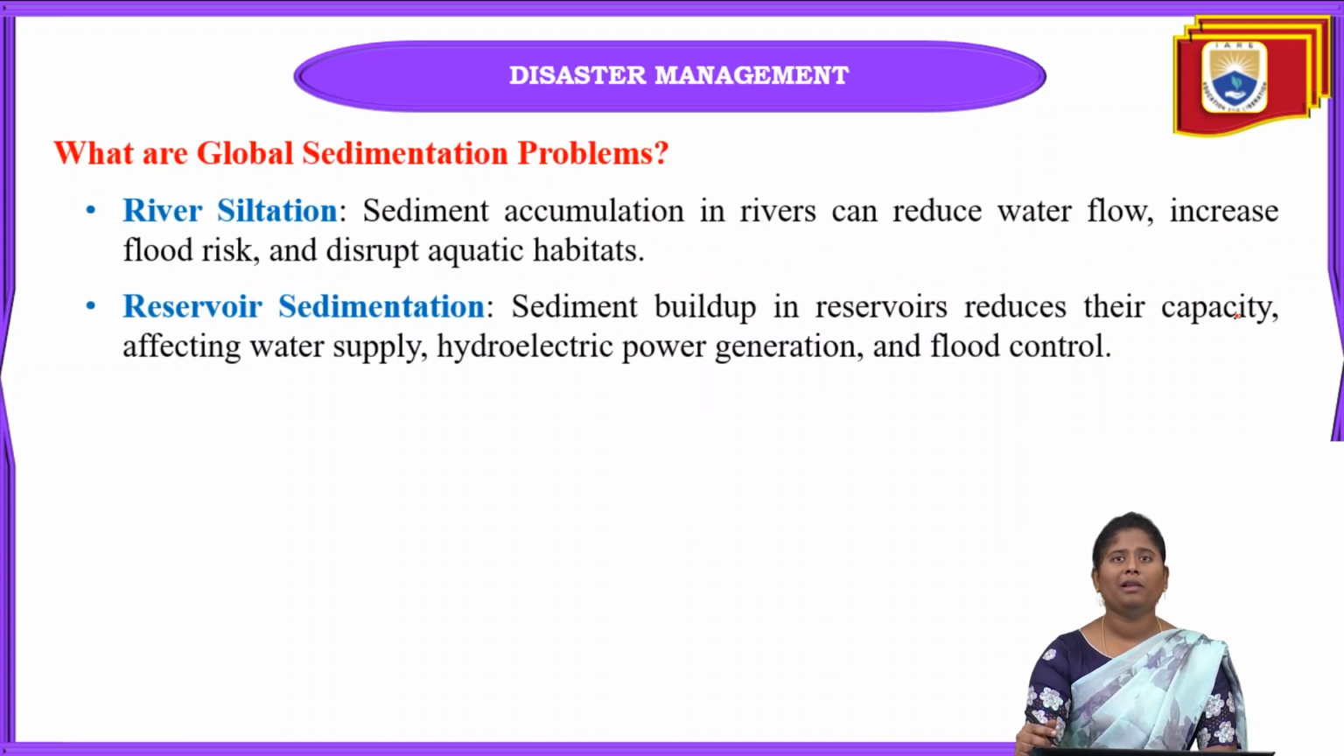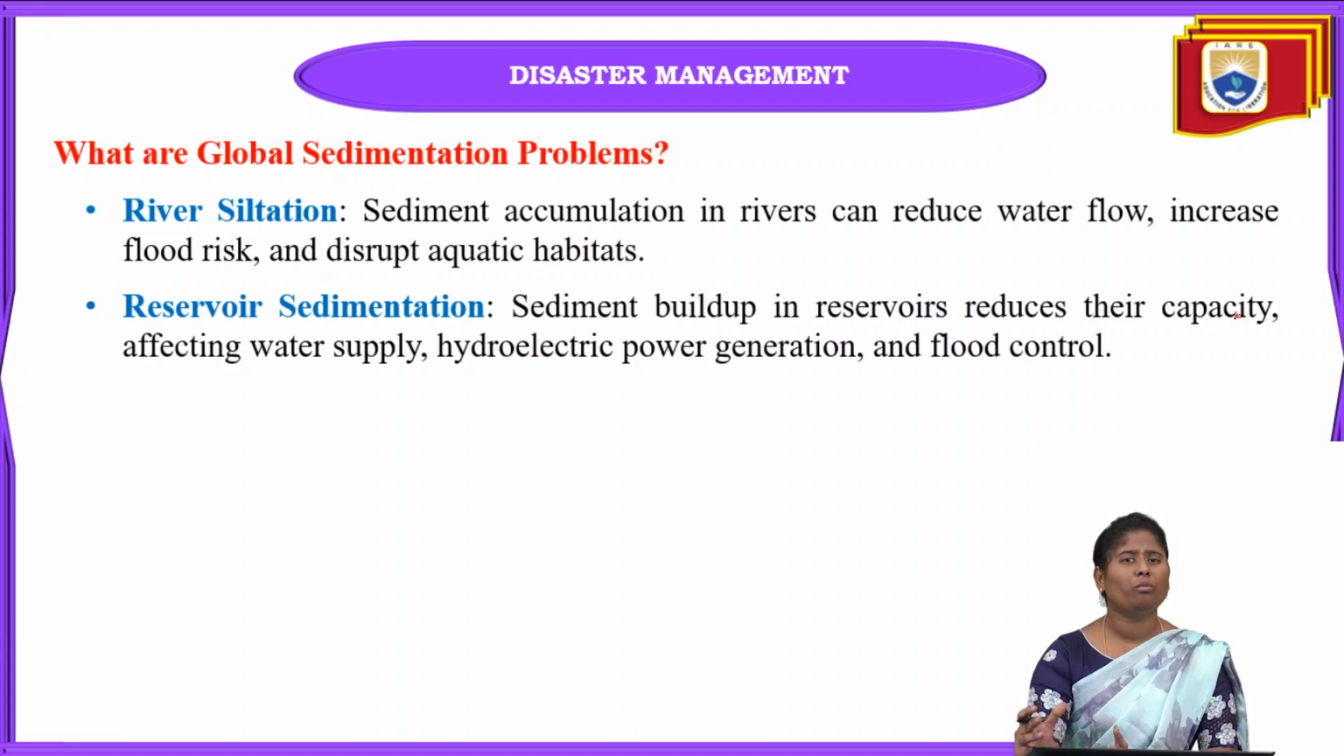What are the global sedimentation problems we can mention? River siltation. In river siltation, sediment accumulation in rivers can reduce the water flow, which can risk floods and also disrupt aquatic life.